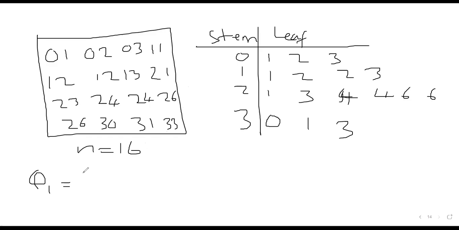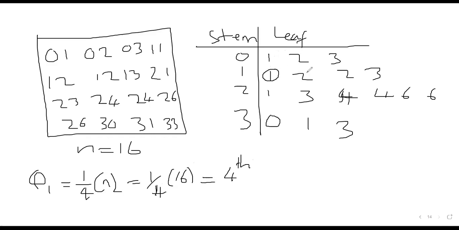Q1 is what? Q1 is a quarter of N. So if our n is 16, what is a quarter of 16? 4. If we get a whole number, we get that number and the next number that follows, and we average them. So a quarter of 16 is the fourth number. If we get a fourth number exactly, we get the fourth and the fifth number. Let's count 1, 2, 3, 4. So we also get the fifth number.